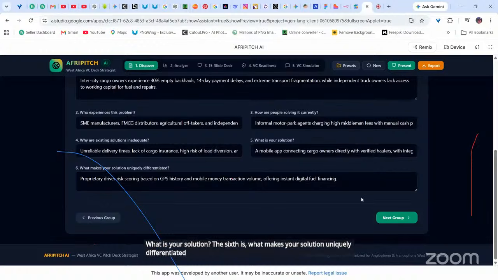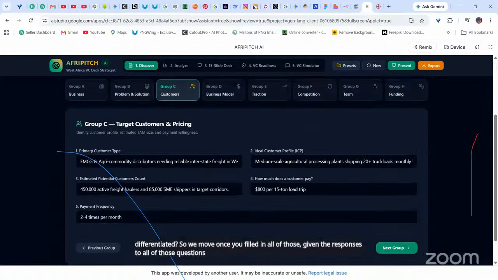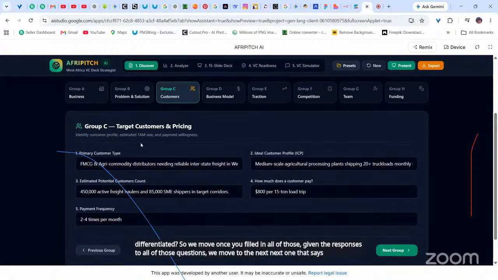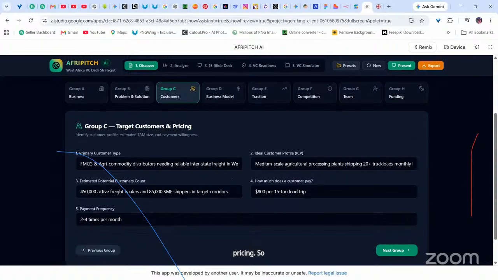Once you have filled in all of those, giving responses to all of those questions, we move to the next one that says target customers and pricing. It says identify customer profile, estimated team size, and payment willingness. For the very first one, we have primary customer type. The second is ideal customer profile, which is ICP. The third is estimated potential customer counts.